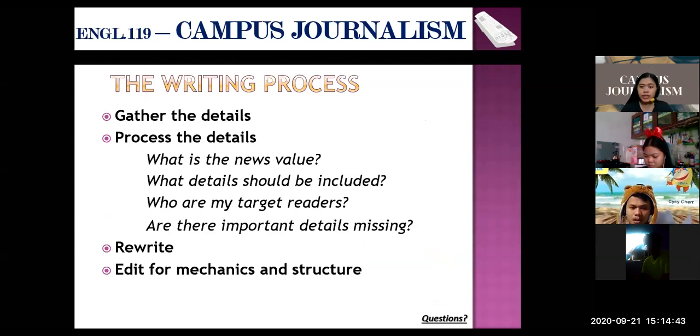So in the writing process, we have to gather the details, of course. Where can you get the sources, the information? I've mentioned it previously: teachers, the website, the school, the deans, and so on. Process the details. What is the news value? Is it very important? What details should be included? Should I include that I don't like online class? Who are my target readers? Are my target readers my teachers, my co-students, and so on? Are there important details missing? Then you have to rewrite.